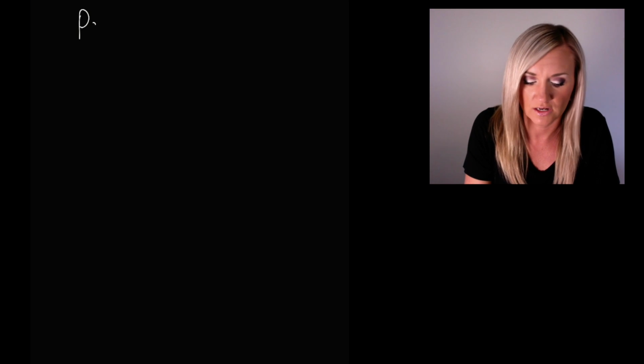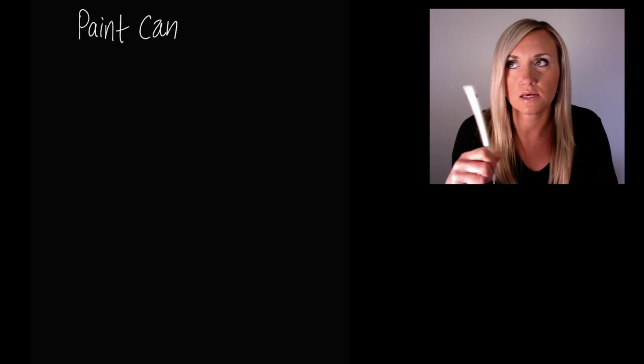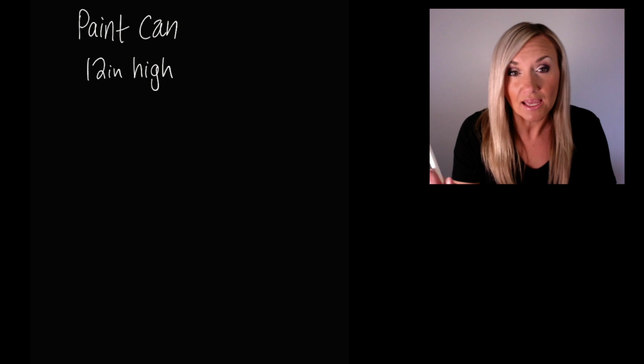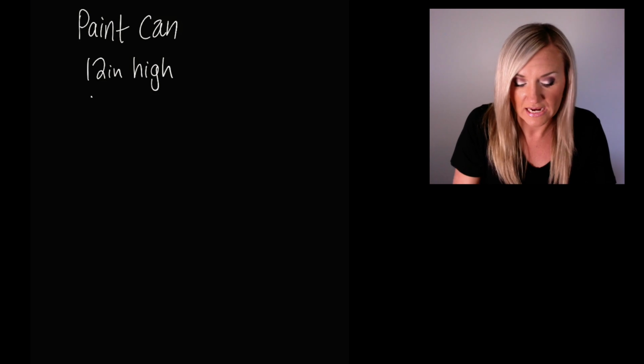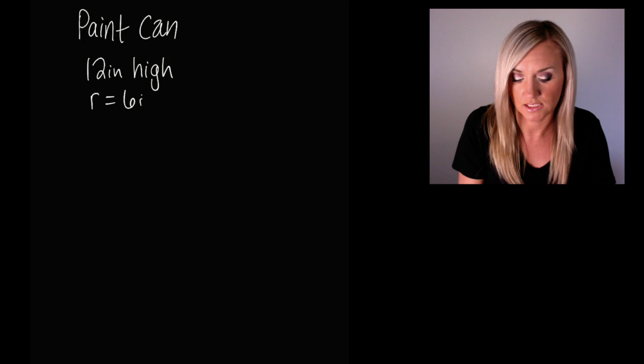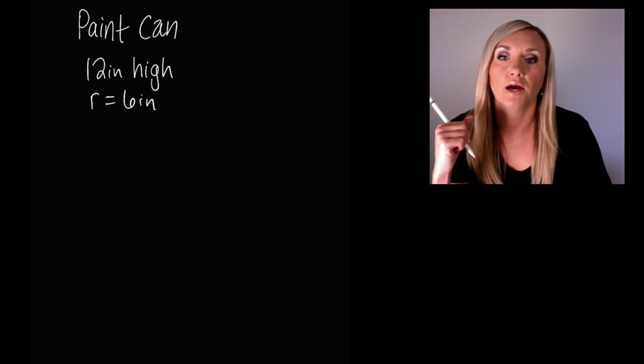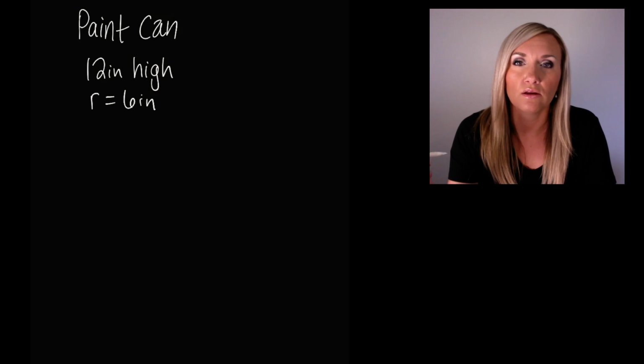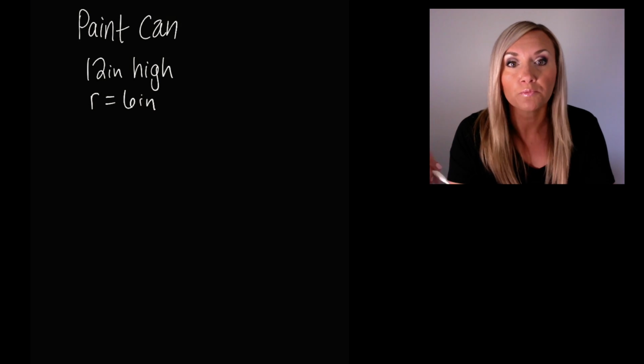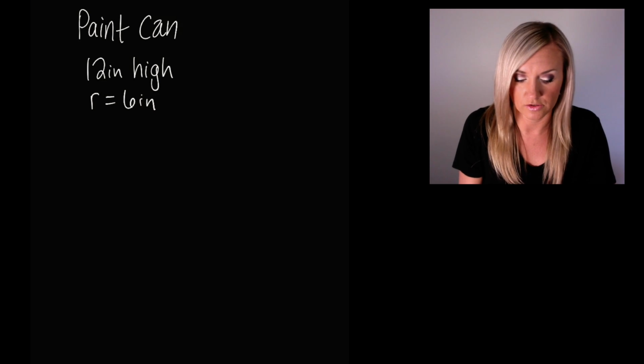Okay, so let's say that paint can is, let's go ahead and write it down. Let's just write down paint can. Our paint can is, let's go 12 inches high. And let's say that the radius is 6 inches. All right, perfect. So let's go ahead and find the volume in inches of our paint can.